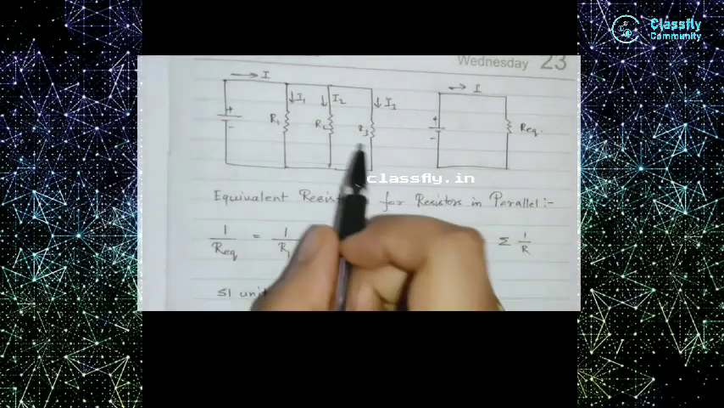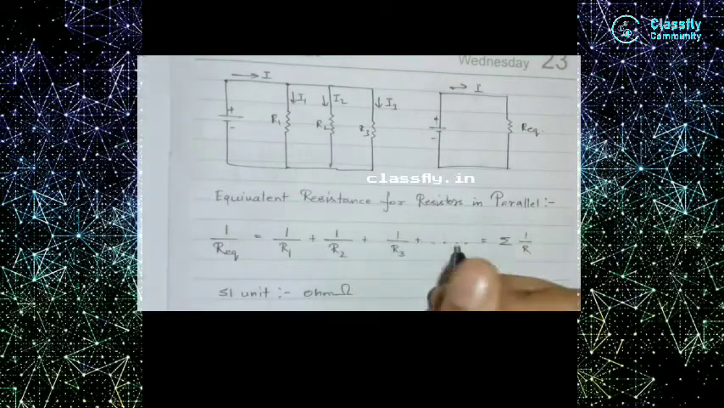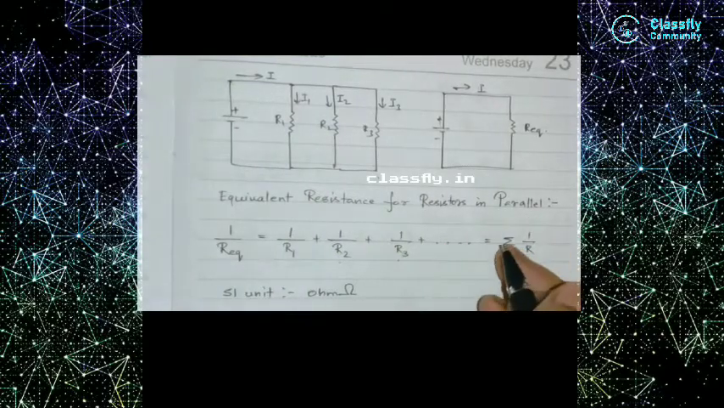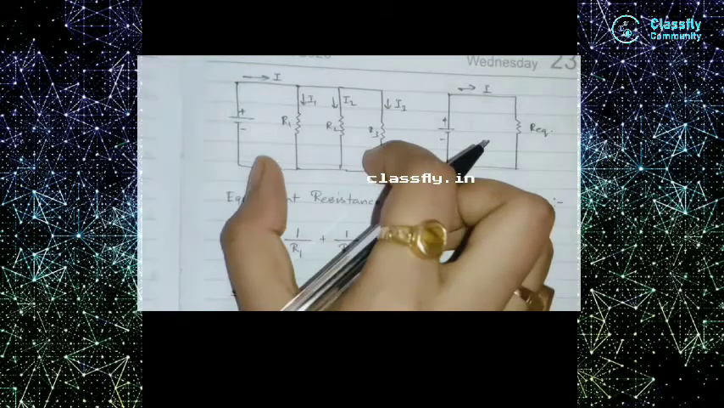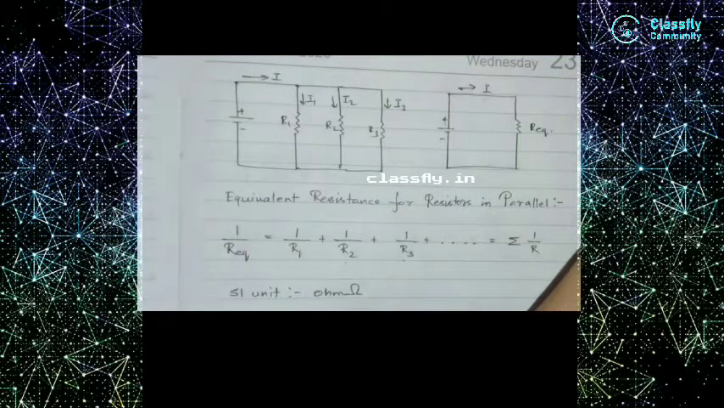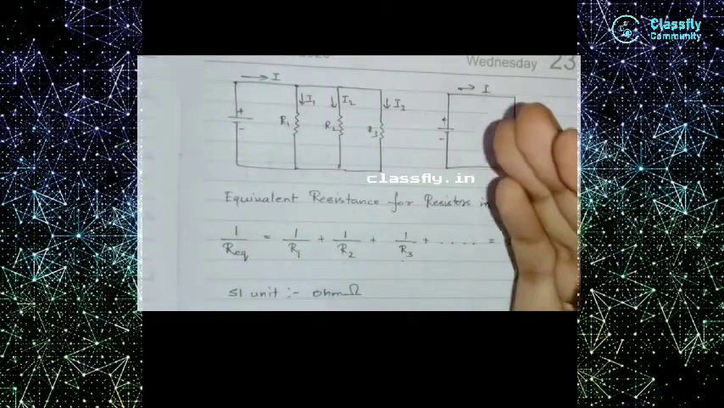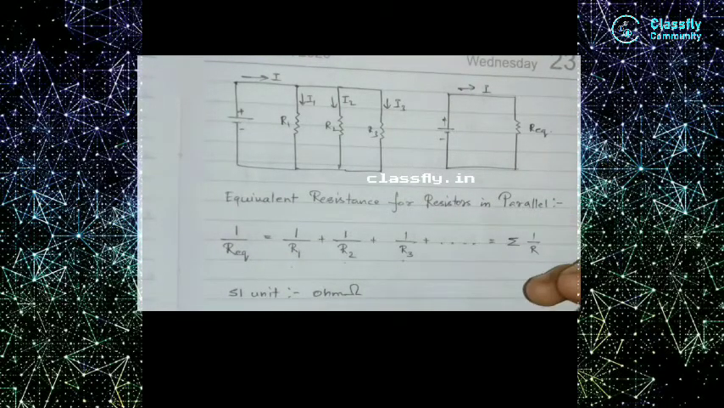As in series we just added the three resistances, but in the parallel case we will add them in an inverse form. That means we will add each of them, like 1 by R1, 1 by R2, 1 by R3 and continue. As this circuit has three resistors, we will add 1 by R1 plus 1 by R2 plus 1 by R3 and we will get our 1 by R equivalent. But if it had 4 or 5 or infinity resistors, then we will add all of them and then we will get our equivalent resistance or the total resistance.